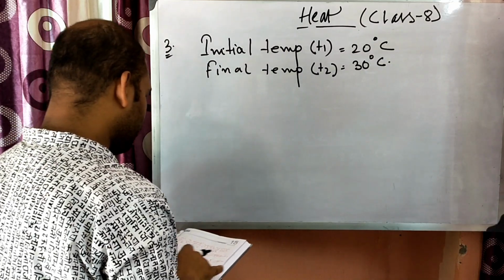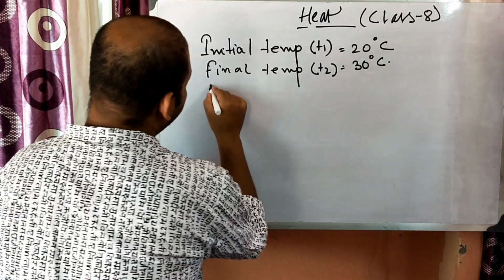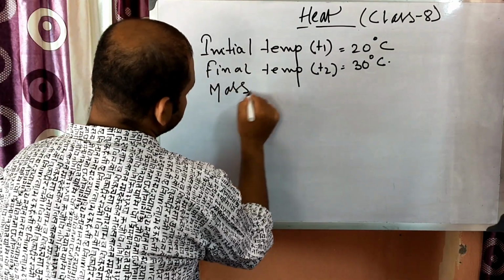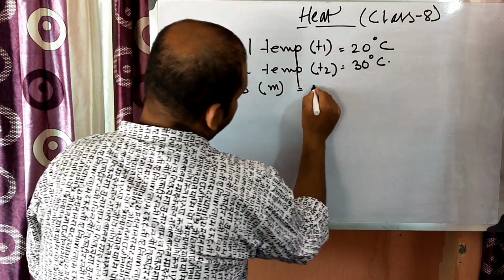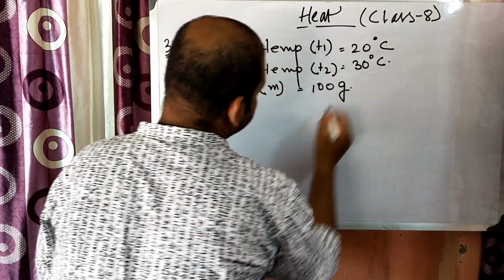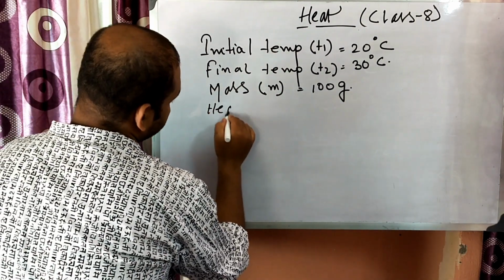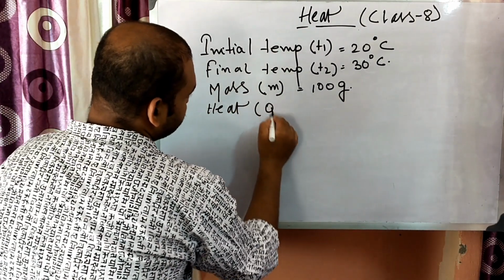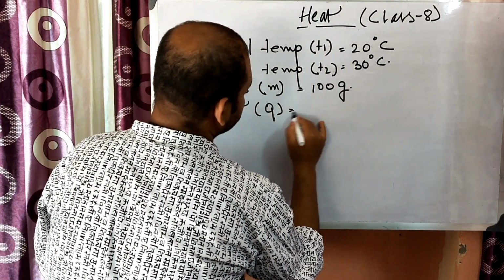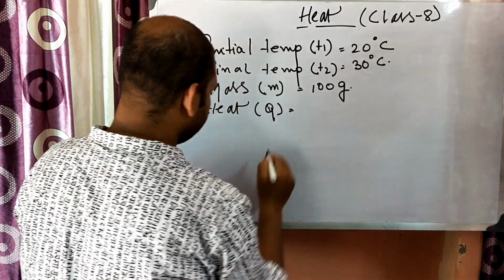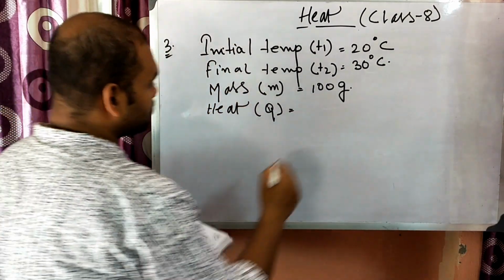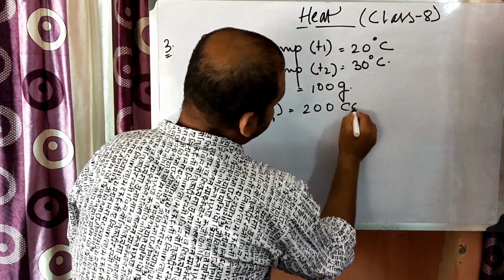Okay, and mass 100 gram, and another one is given: heat Q is equal to how much calorie? Q is equal to 200 calorie.